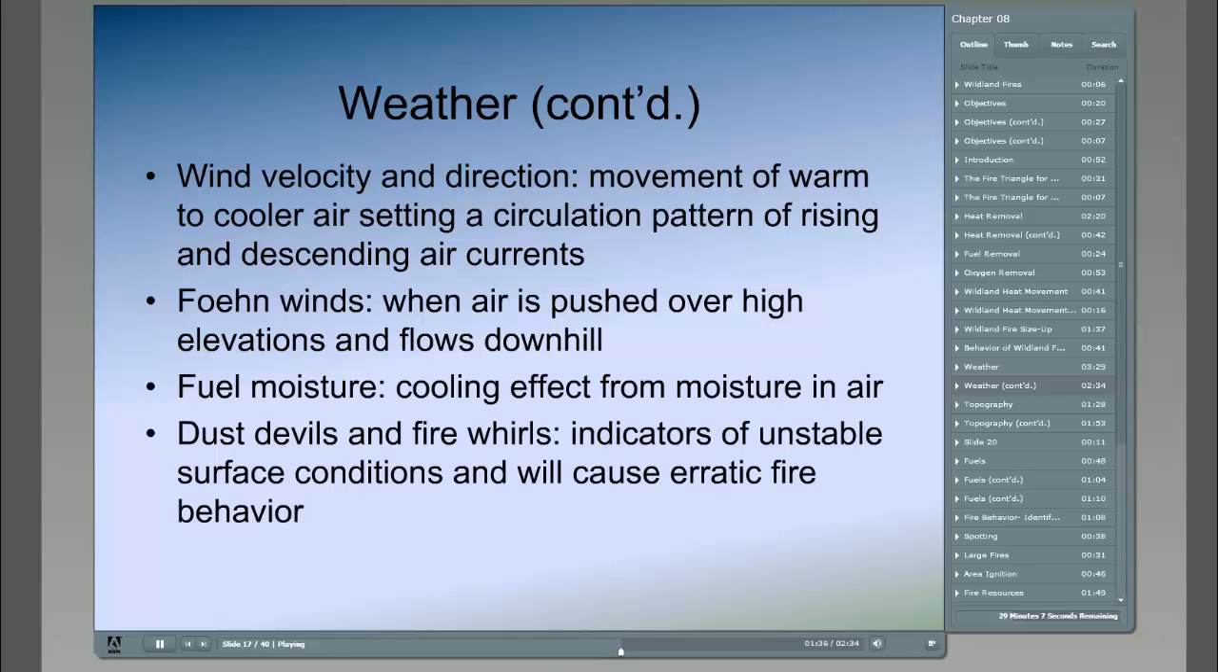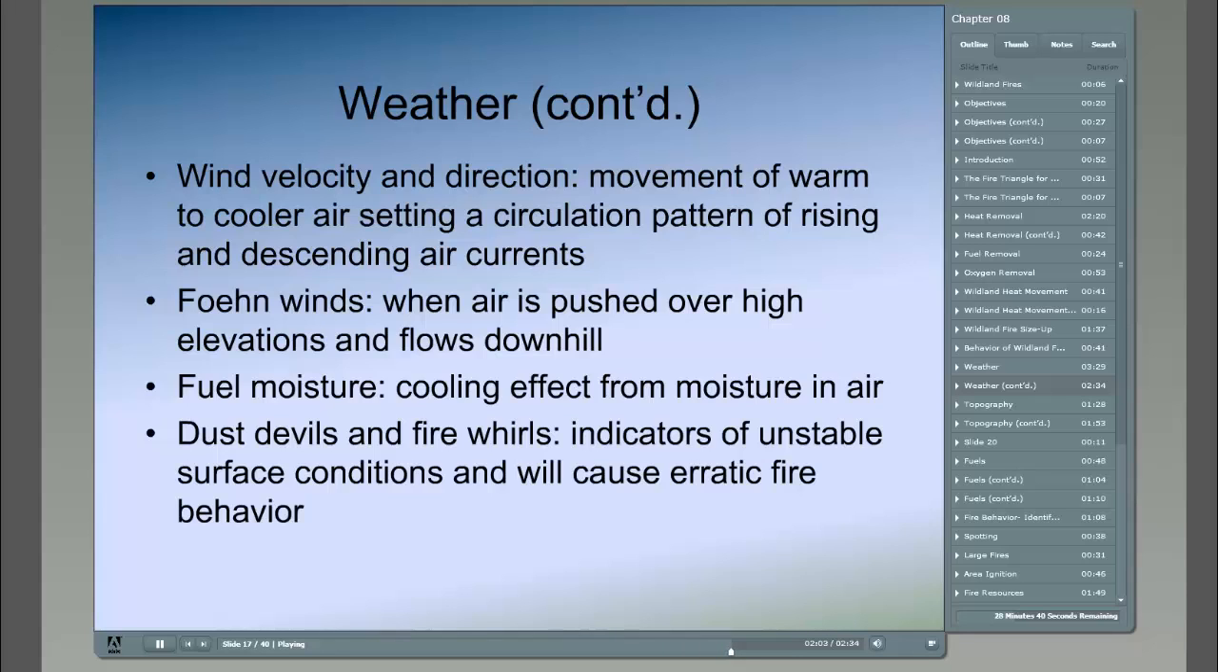Generally, nighttime brings more moisture into the air as it's been cooled. This cooling effect from the moisture in the air affects the amount of moisture within the fuel. Nighttime or early morning provides firefighters with an opportunity to take action when the fuel moisture is higher. At other times, if all other conditions are conducive to wildland fire, fuel moisture does not make a difference.